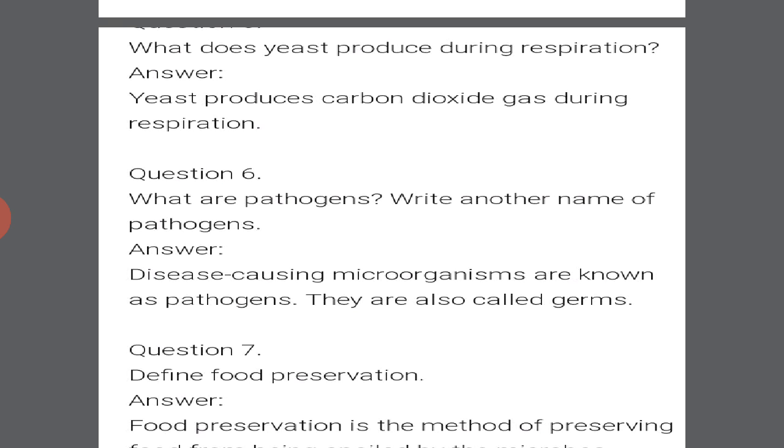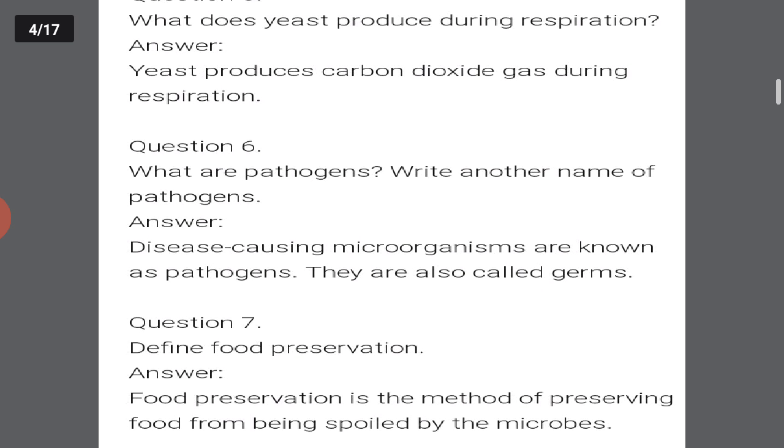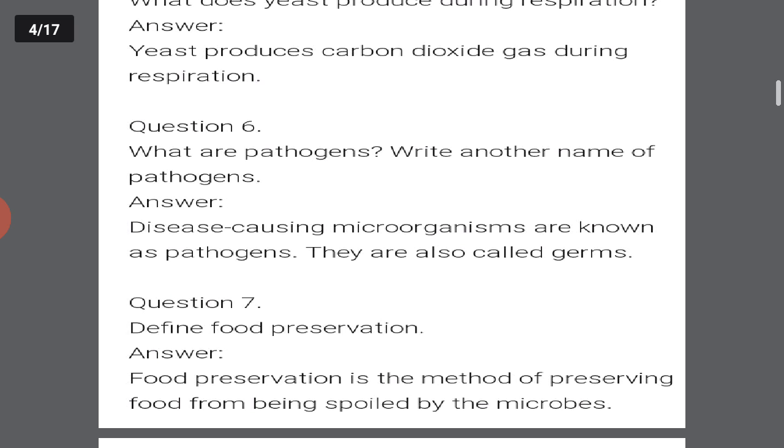What are pathogens? Write another name of pathogens. Disease-causing microorganisms are known as pathogens. They are called germs also. Okay, next question: Define food preservation. The method of preserving food from being spoiled by microbes is called food preservation.